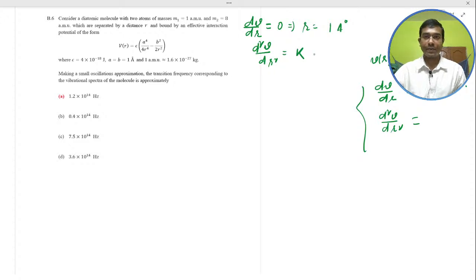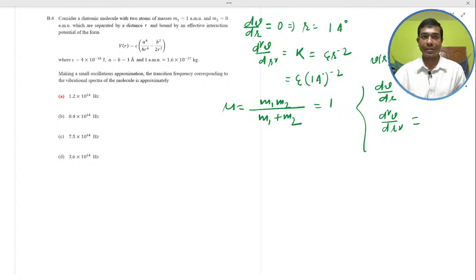so k means k is what? Epsilon times r to the power minus 2. This is epsilon by 1 Angstrom square, and mu is the reduced mass, m1 m2 divided by m1 plus m2. Calculate. This is half amu. That means half amu is 1.6 into 10 to the power minus 27, in kg.